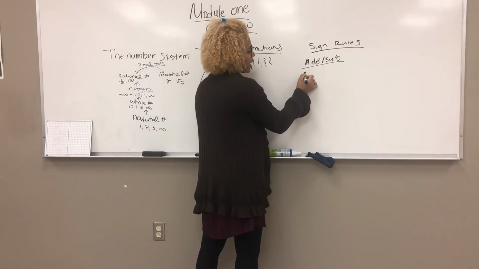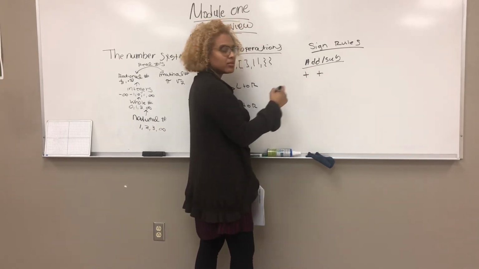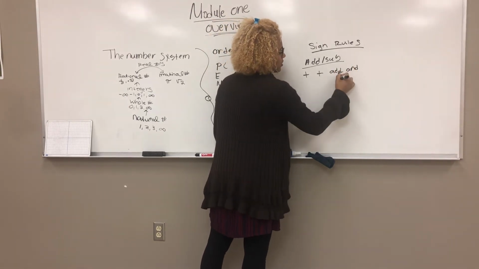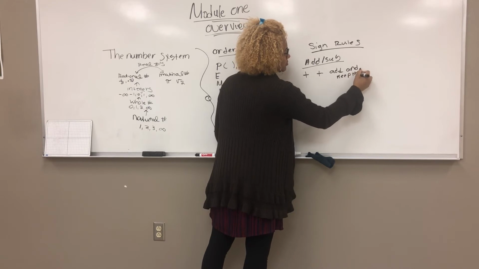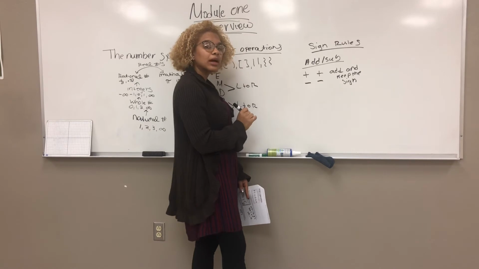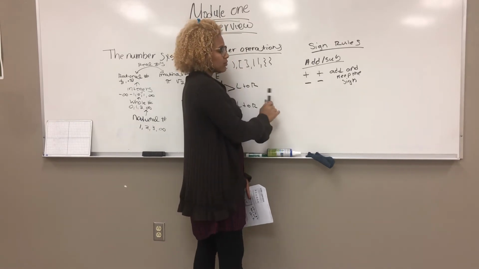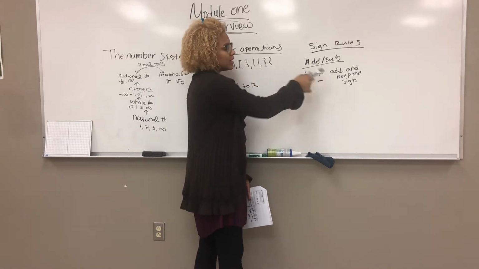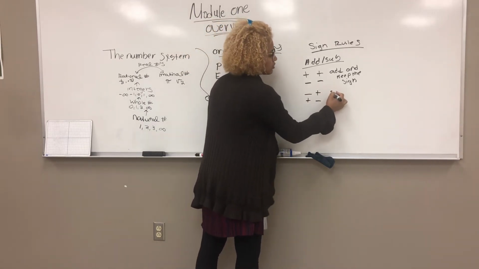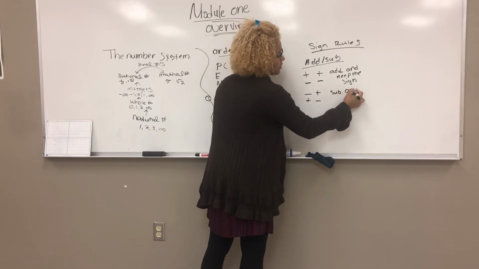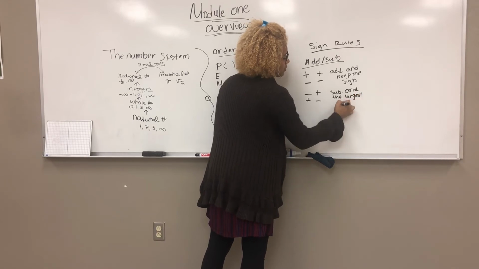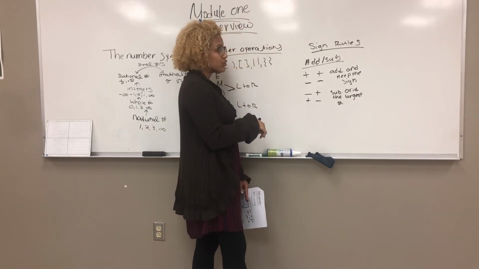Simple. If you have two signs the same, you add and keep the sign, okay? Same thing, if you have two negatives, you add and keep the sign. So this is for addition and subtraction. When the signs are the same, add and keep the sign. When the signs are different, you want to subtract and keep the sign of the largest number. Okay? You want to keep the sign of the largest number.